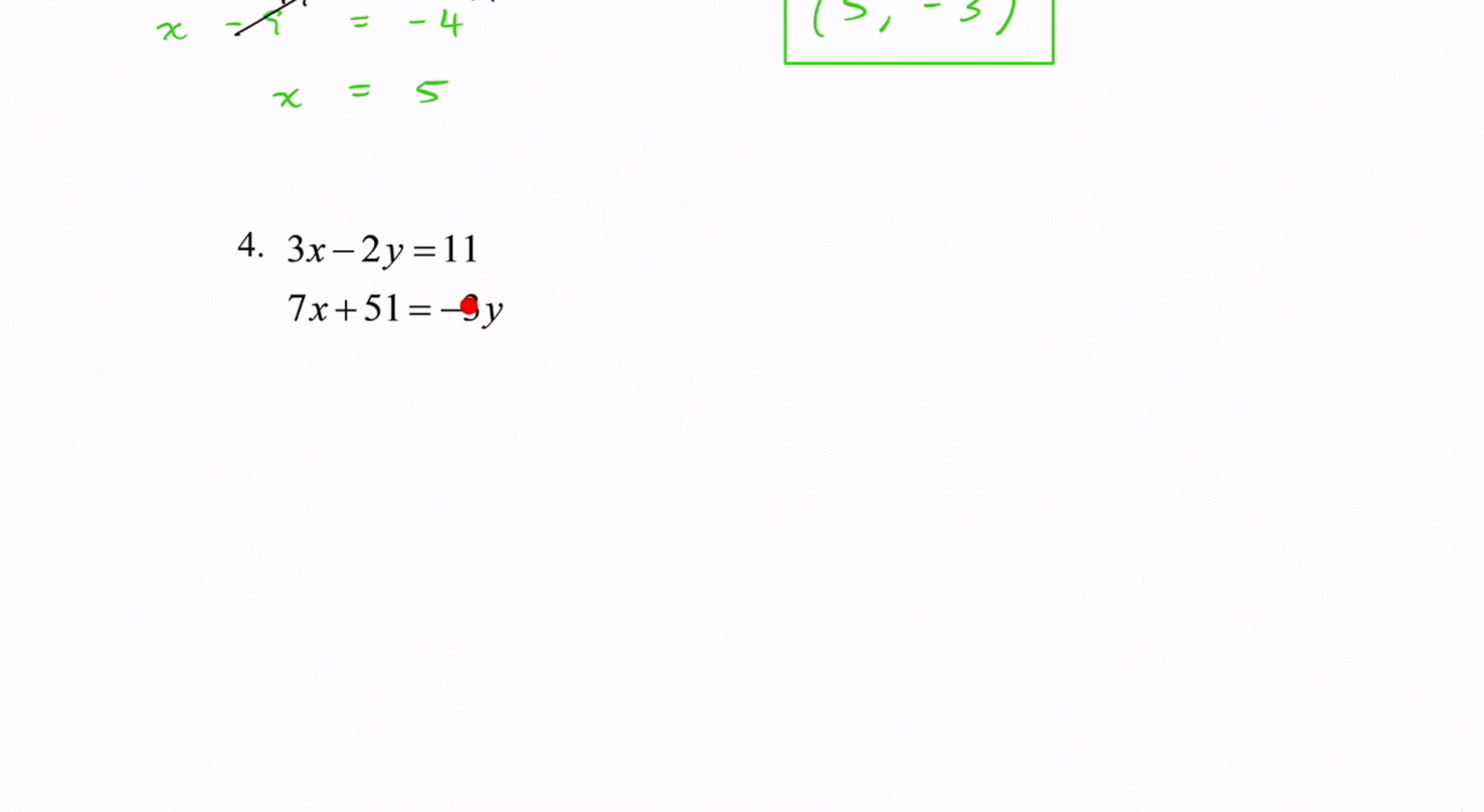This needs to be a y, so I'm going to have to do some rearranging. So first what we're going to do is we're just going to rearrange so that we have our x's and our y's on one side and then the number on the other side. So this first one here is good. That's the form that we want. So 3x minus 2y equals 11. Just leave it as it is.